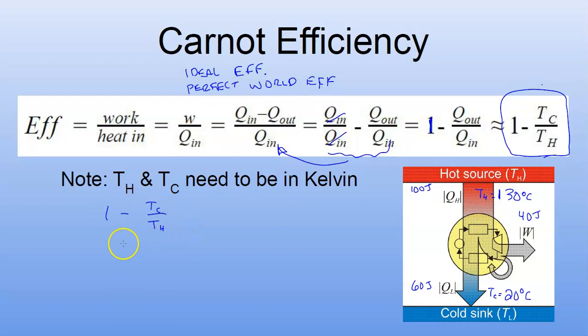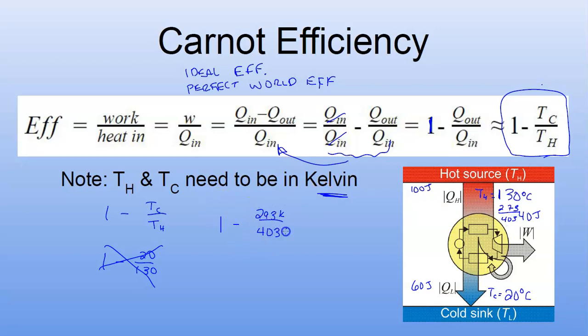And what everybody loves to do is to go 1 minus 20 over 130, like that. Okay? That's not right. That's going to mess you up. These have got to be in Kelvin, and that's really the only trick here to doing this thing. 20 degrees plus 273 would be 293 Kelvin. That's my cold temperature. The hot temperature is 130. So if I add 273 to that, then I'd carry 403, I believe, is what I'm looking at right there, if I did that right.